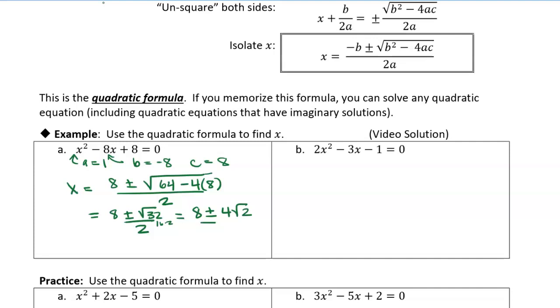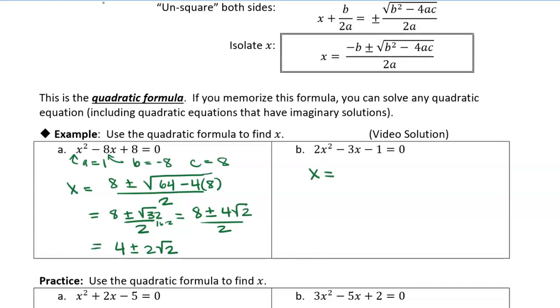All right, and then I'm going to divide that all by 2. And then you can see all the terms in the numerator are even, so I could factor a 2 out of the numerator and cancel with the 2 below. So I'm going to get 4 plus or minus 2 square root of 2. All right, just simplifying that down. Again, it's just a matter of plugging it into the formula and doing the arithmetic.